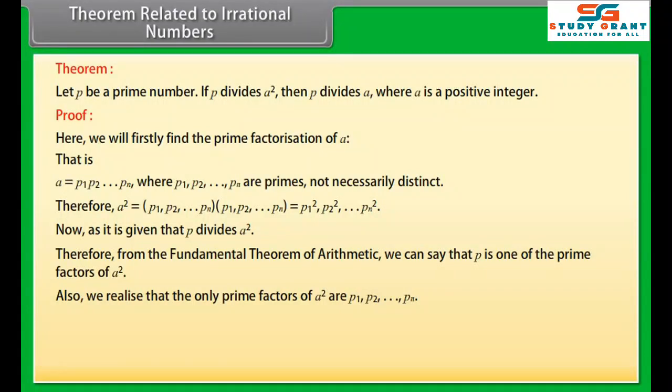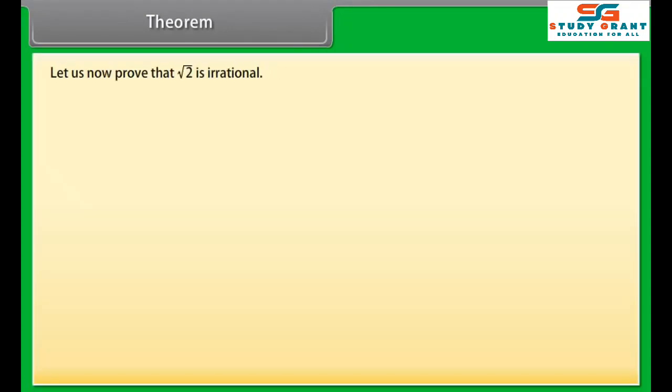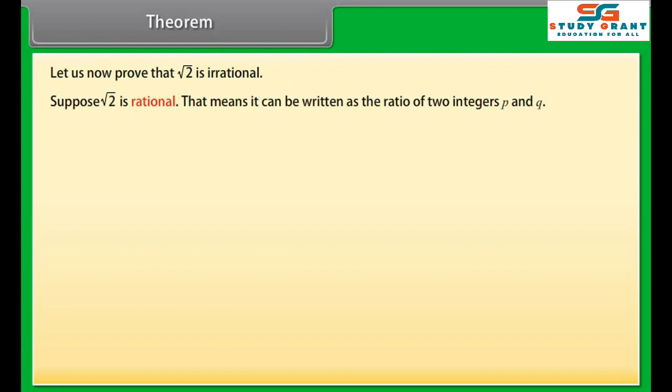Now, as it is given that p divides a square, from the fundamental theorem of arithmetic, we can say that p is one of the prime factors of a square. Also, the only prime factors of a square are p1, p2, and so on, pn. So, p is one of p1, p2, and so on till pn. Now, since a is equal to p1, p2, and so on till pn, we can say that p divides a.